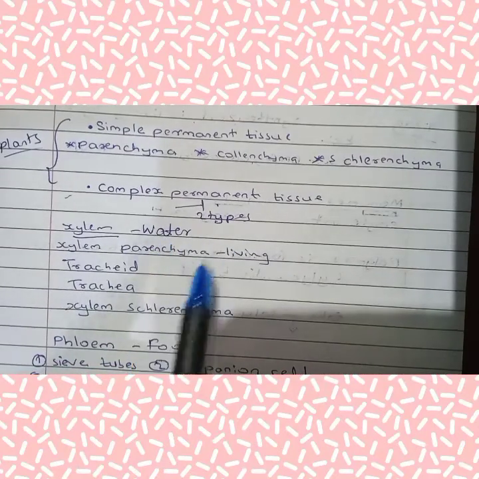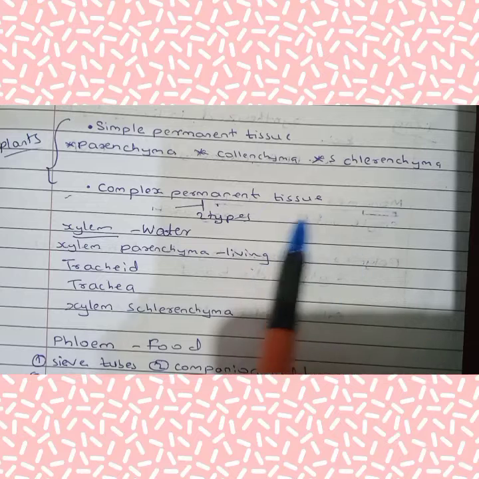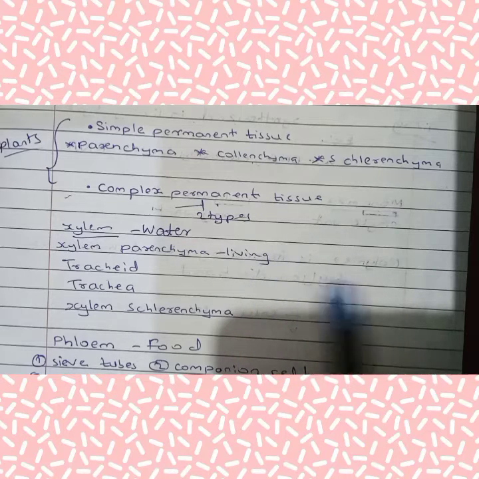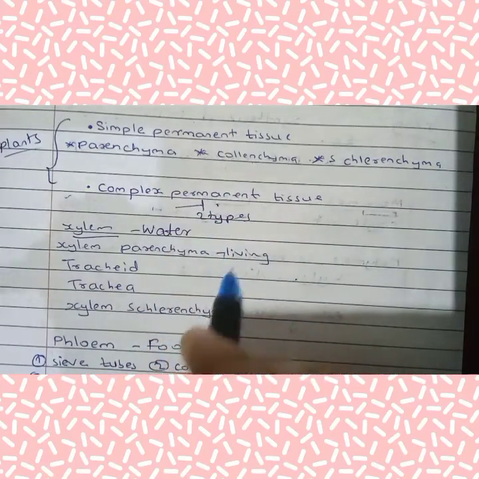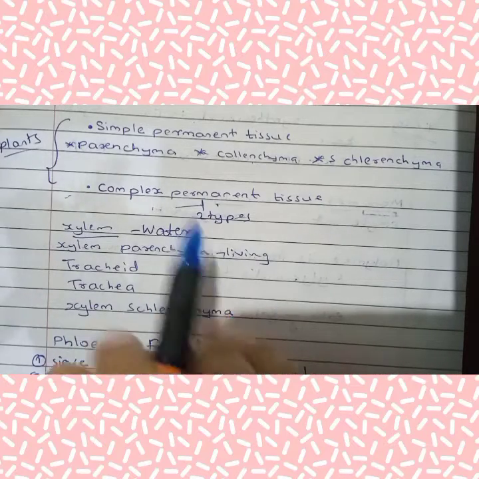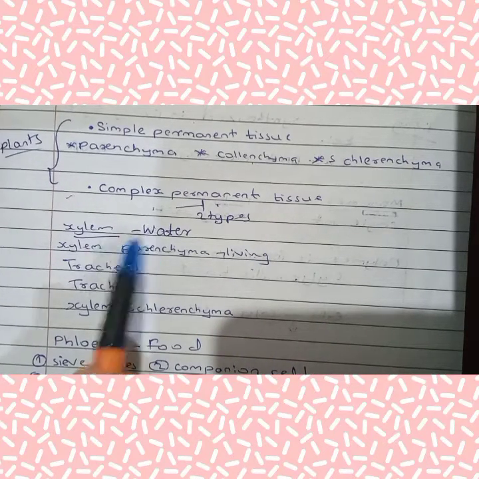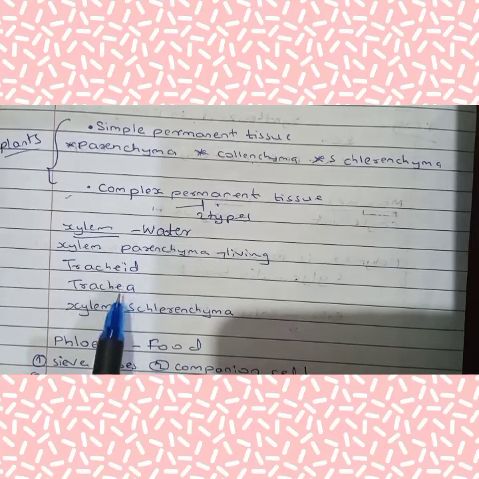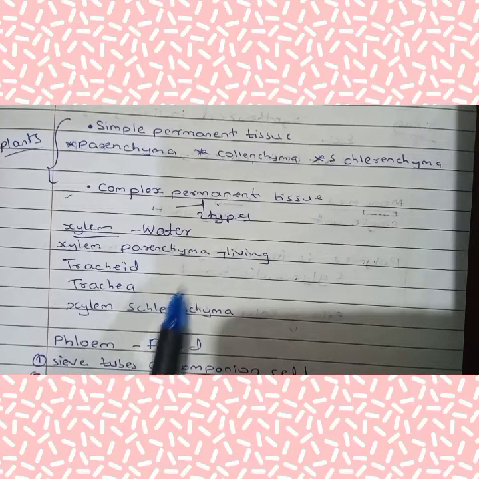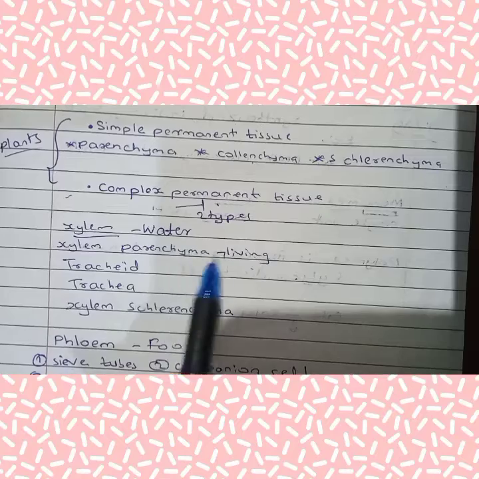Xylem transports water in the whole plant body. You might have heard about xylem and phloem in 10th. If you want me to explain all the processes of xylem and phloem, then comment down below and I will make a video on that. So xylem has xylem parenchyma, xylem trachea, and xylem sclerenchyma. In this, only xylem parenchyma is a living cell.